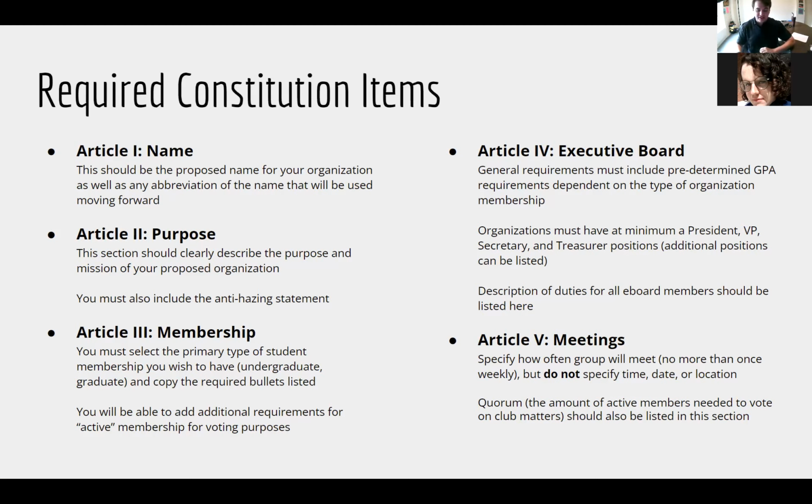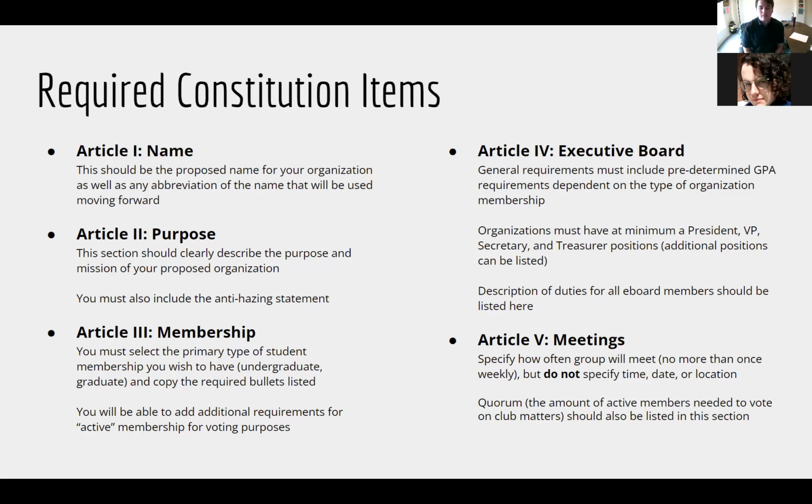Article 4 is about the executive board. General requirements must include predetermined GPA requirements dependent on the type of organization membership. So that would be at least a 2.25 for undergrads and at least a 3.0 for grads. Organizations must have at minimum a president, vice president, secretary, and treasurer positions. Those are the core 4 that I mentioned earlier. And these are the default duties for all 4 roles. The description of duties for all e-board members should be listed here. Those are the default duties, and any extra duties that you add into the Constitution will be reviewed to make sure they make sense.